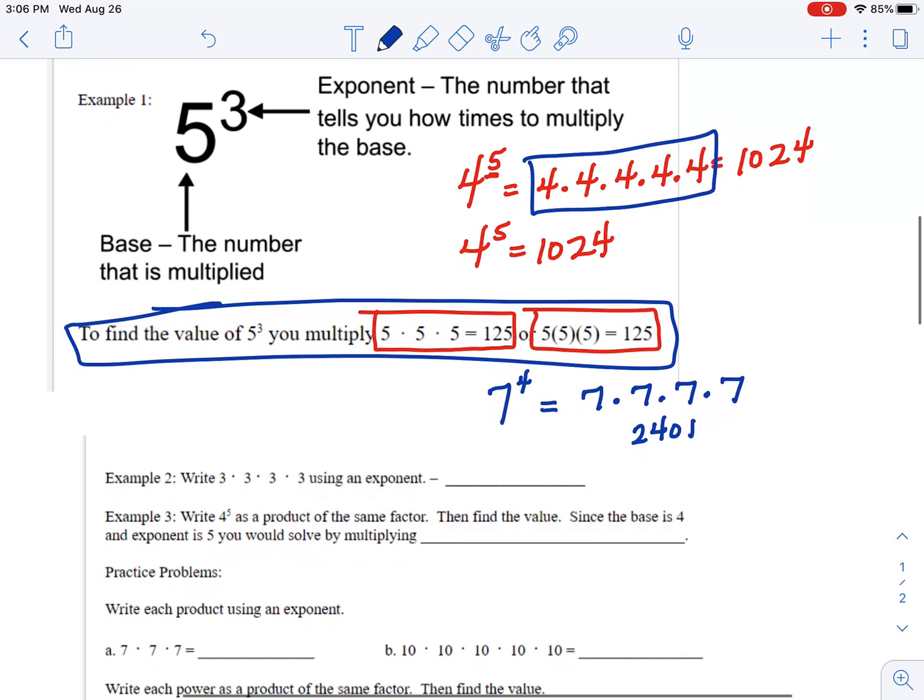So the base tells me what's going to be multiplied. The exponent tells me how many times to write that base.